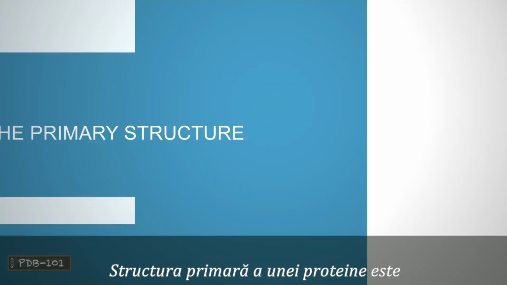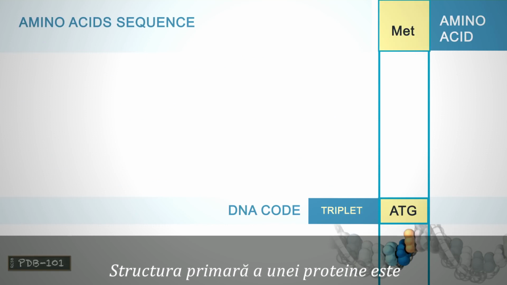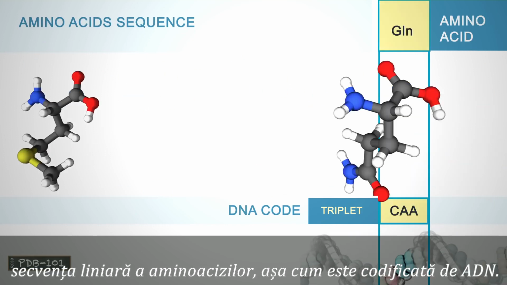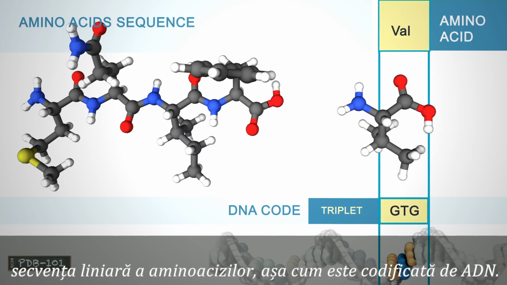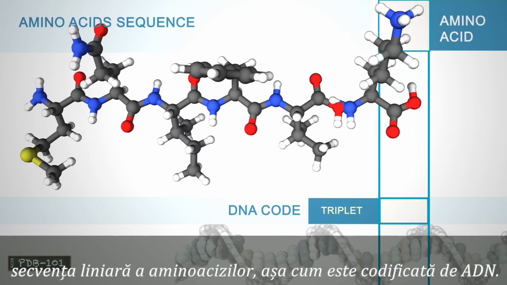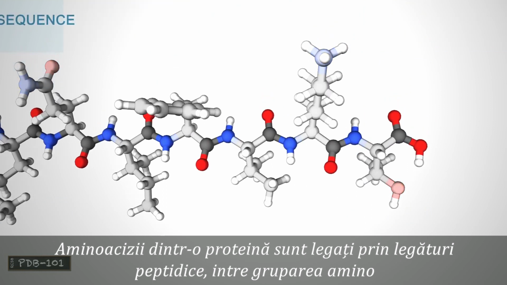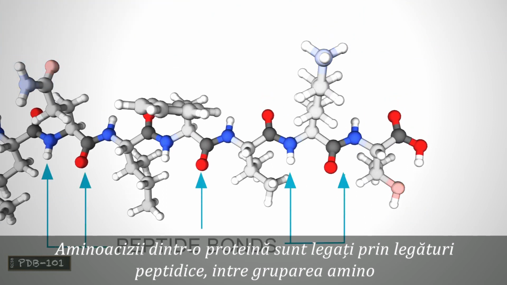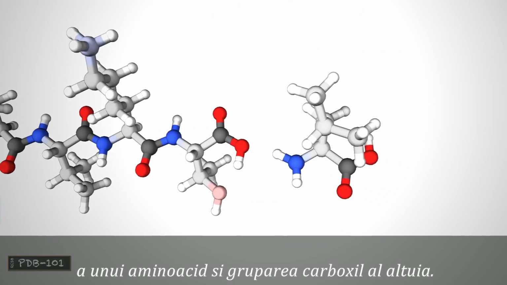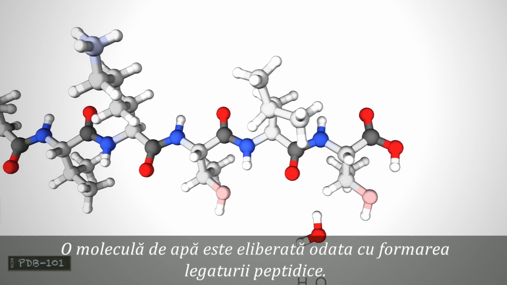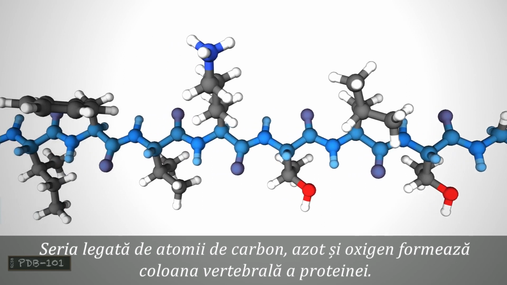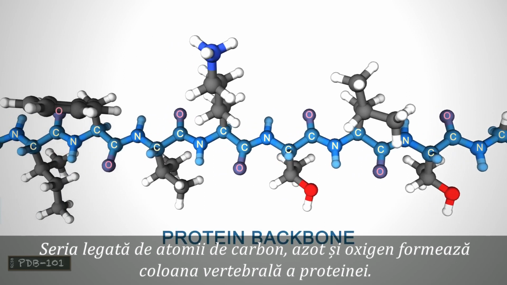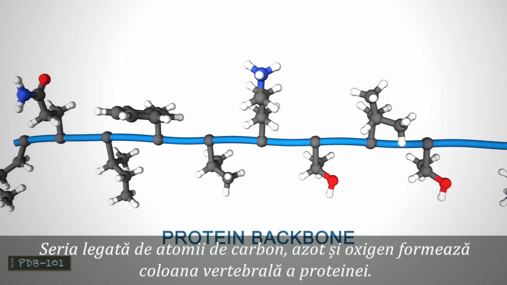Primary structure. The primary structure of a protein is the linear sequence of amino acids as encoded by DNA. The amino acids in a protein are joined by peptide bonds, which link the amino group of one amino acid to the carboxyl group of another. A water molecule is released each time a peptide bond is formed. This linked series of carbon, nitrogen, and oxygen atoms is the protein backbone.